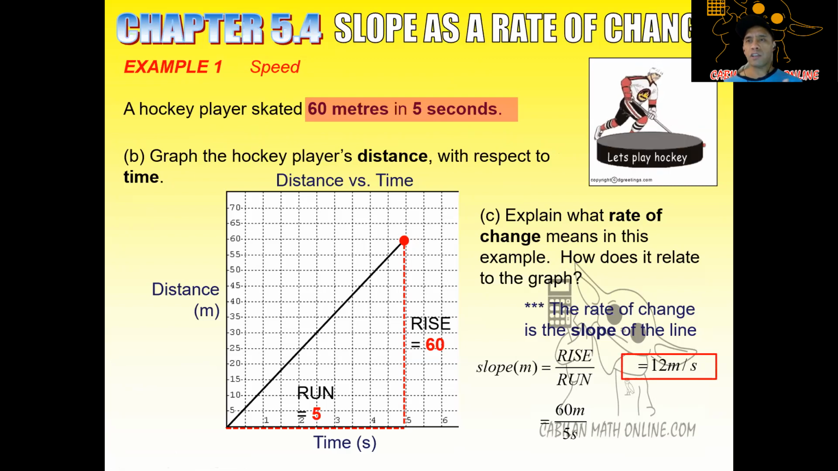So this is helping us understand that when you're calculating rate, it's the exact same thing as the calculation of the slope of a line. And that's exactly the connection between slope and rate of change.